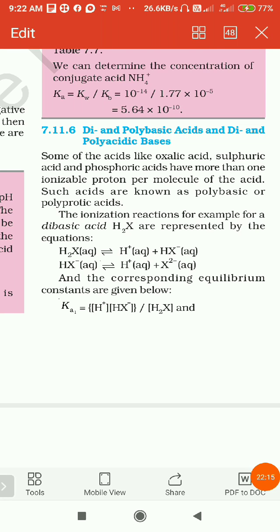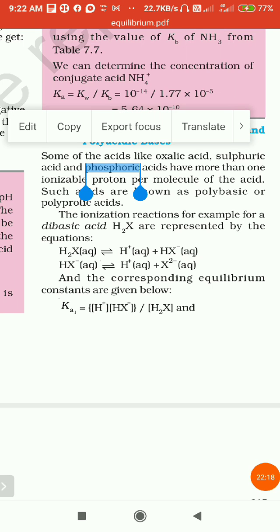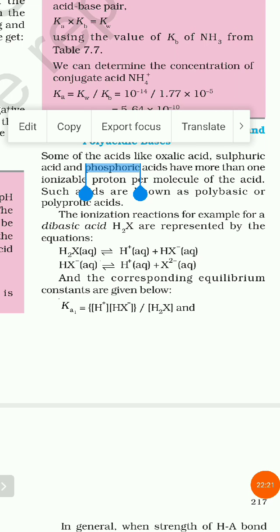Next, for example, take phosphoric acid. Phosphoric acid is H3PO4. In phosphoric acid, only two OH minus ions are produced there. We can only remove two OH minus ions, and more than that cannot be removed. That is a dibasic acid, H3PO4, and so on.